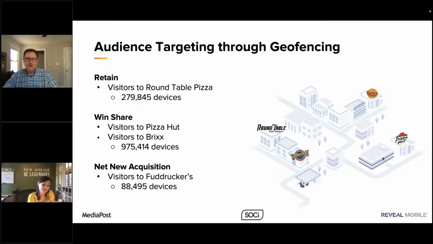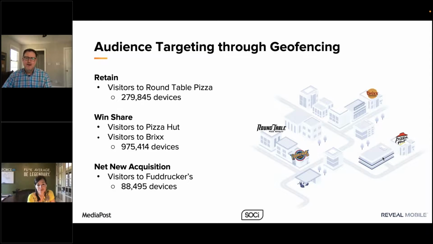The second thing they're going to do is they're going to go hit all the pizza lovers who were going to the wrong restaurant. They're going to go to the Pizza Huts, they're going to go to the Bricks, and they're going to look back a week, 30 days, whatever they want, and they're going to get 1 million devices and say, you know what, you're going to the wrong restaurant. Come on over to Roundtable. We have better ingredients, we have better prices, we've got a more fun Friday night special menu, whatever the case might be.